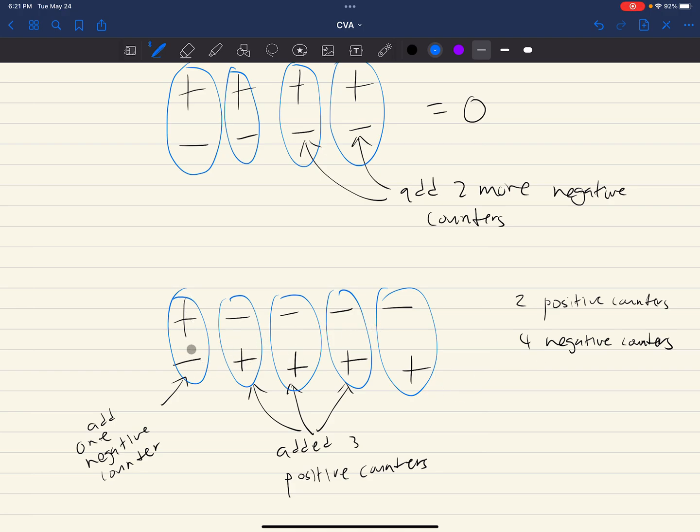Obviously, this is flipped upside down, but it doesn't really matter. As long as there's one positive and one negative counter, this will equal a 0 pair. So 0, 0, 0, 0, 0. So basically, in order for this diagram or these counters to equal 0, I have to add one negative counter and add 3 positive counters.